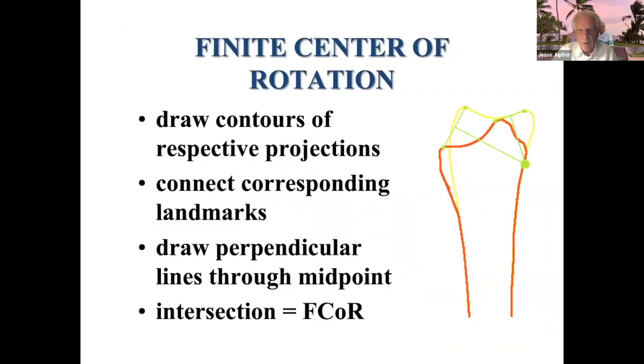And if you superimpose the abnormal on the normal, and then draw a line connecting the volar aspect of the abnormal to the volar aspect of the normal, and then the very dorsal aspect of the abnormal to the very dorsal aspect of the normal, and then bisect those lines with perpendiculars. Where the perpendiculars intersect will tell you about what type of osteotomy you need.